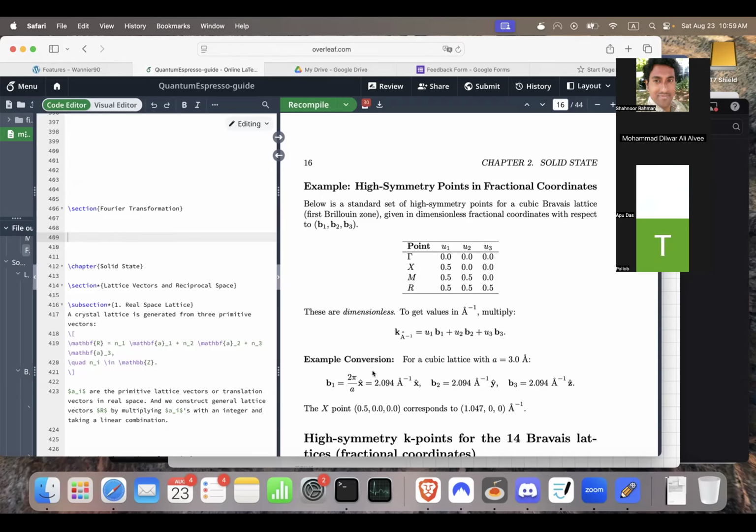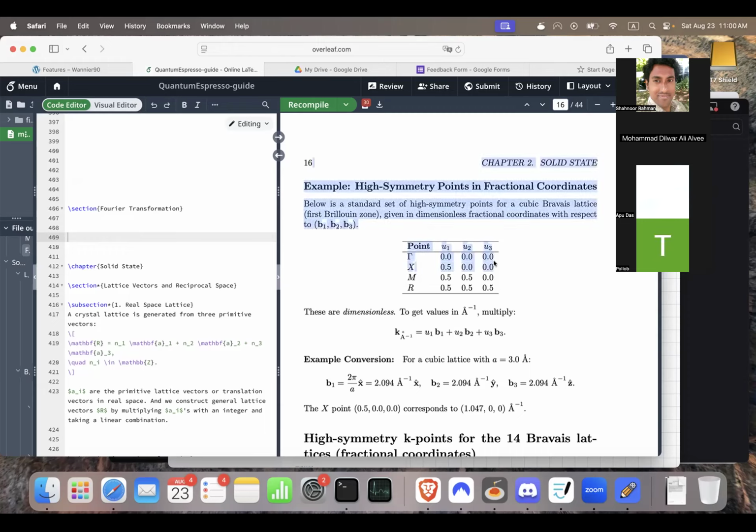For example, here you see the k vector is written like this: u1 b1, u2 b2, u3 b3. u1, u2, u3 are the fractional coordinates. In fractional coordinates, the gamma point is 0 0 0, the center of the reciprocal unit cell. The X point is 0.5 0 0. This is the standard definition. That means u1 is 0.5, u2 is 0, u3 is 0. What does that mean? It means along the b1 direction we go halfway, and along b2 and b3 we don't move at all. That's our k vector.